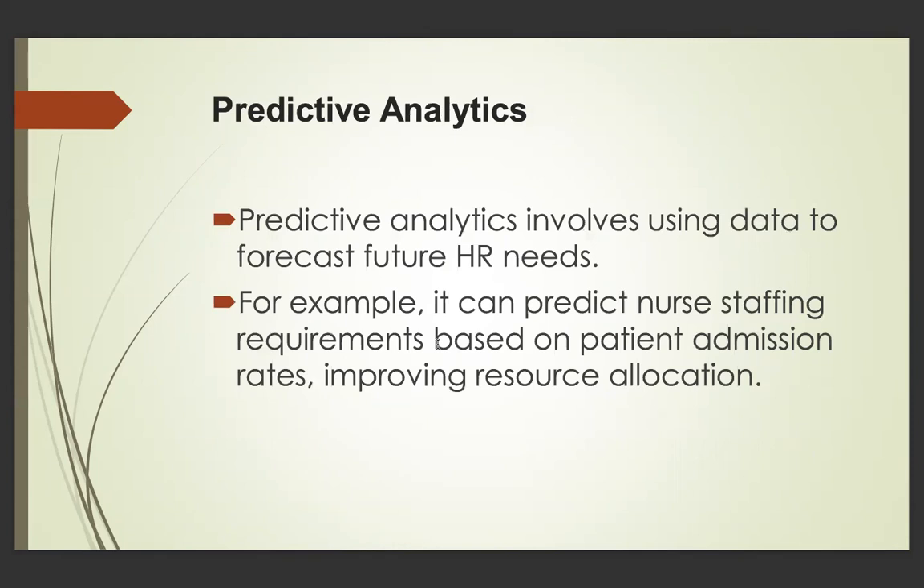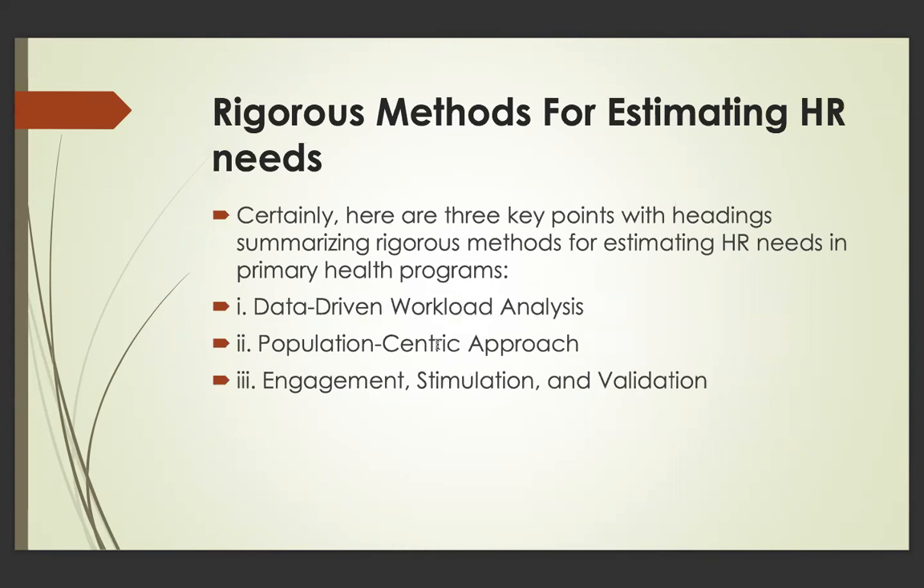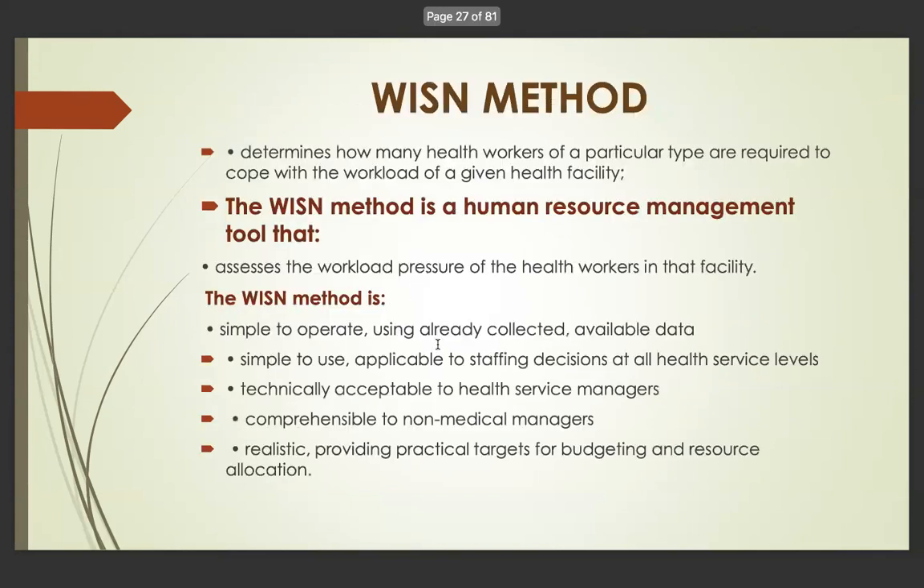Predictive analytics. Predictive analytics involves using data to forecast future HR needs. For example, it can predict nurse staffing requirements based on patient admission rates, improving resource allocation. Now, the rigorous methods for estimating HR needs. So certainly, here are 3 points with the headings summarizing rigorous methods for estimating HR needs in primary health programs. The first one is the data-driven workload analysis. Second is the population-centric approach. Third is the engagement, simulation, validation.